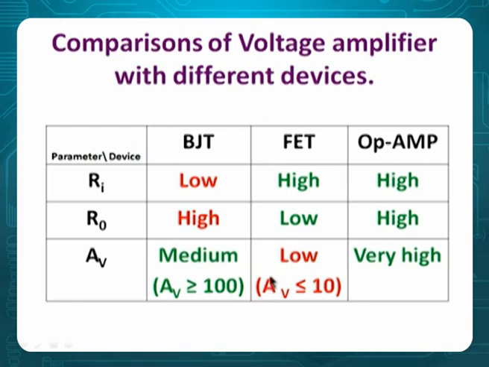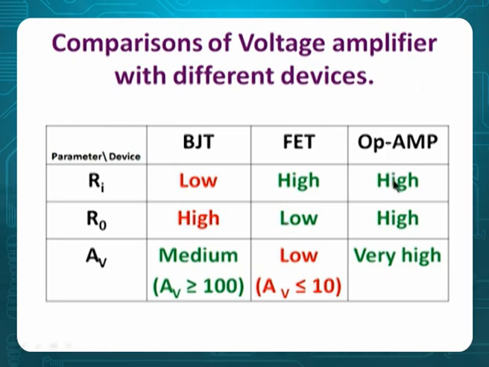Impedance is good, gain is bad. You know why the input impedance is low? Because the input is forward biased. Why is the output impedance high? Because the output is reverse biased. Whereas in FET, the input is reverse biased, that's why the input impedance is high. Output impedance is low because there is no bias, it is simply a channel.